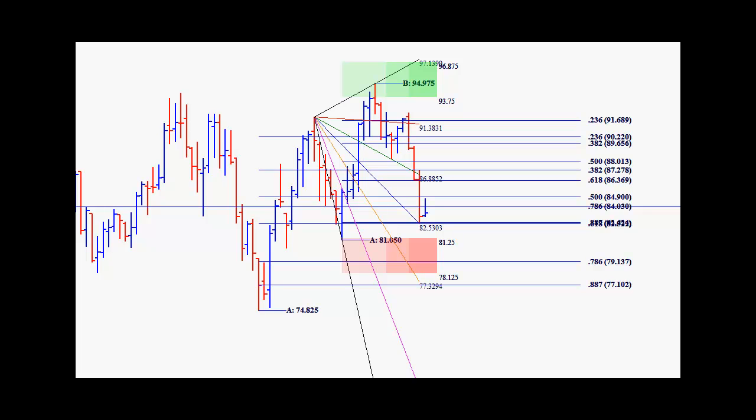We are today looking at the Lean Hogs market, and the chart you see before you here is the weekly chart of Lean Hogs.